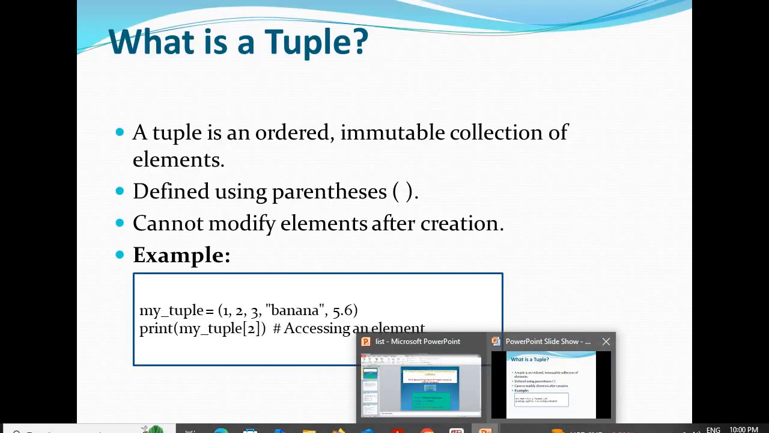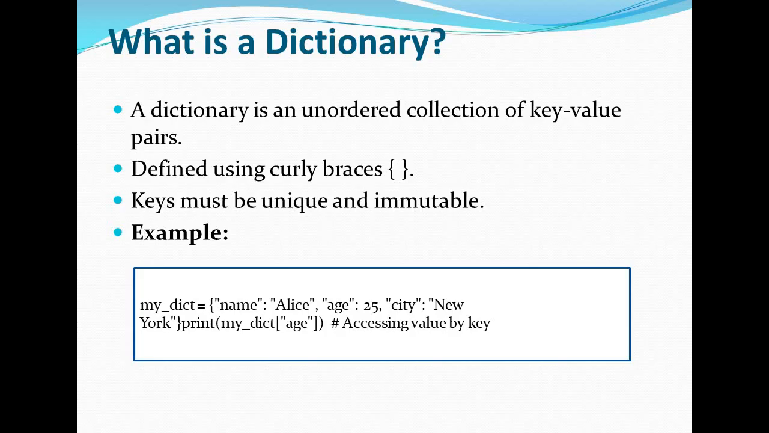And the next is a dictionary. A dictionary is an unordered collection of key-value pairs defined using curly braces. Keys must be unique and immutable. In this example, my_dictionary is a variable name. name will be the key and Alice will be the value, age will be the key and 25 will be the value, and city will be the key and New York will be the value.